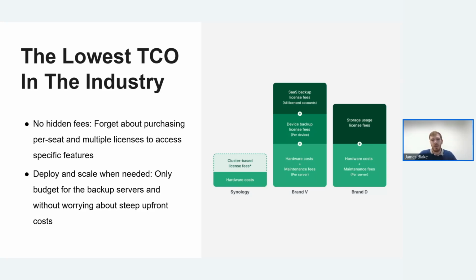With pre-configured hardware and software, organizations can choose models based on data volume. Licensing is also based on backup server nodes, with 3 free nodes per Active Protect cluster. So as your organization grows, only additional backup servers and their corresponding licenses need to be purchased, with no need for multiple licenses for specific versions or features.